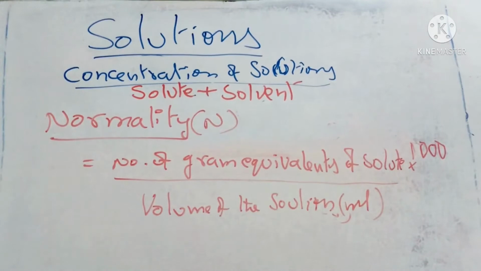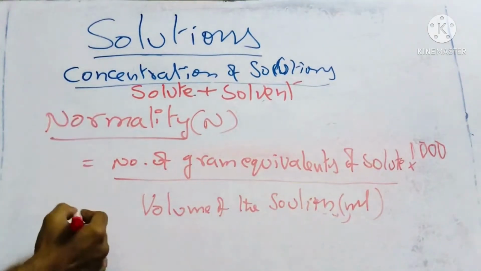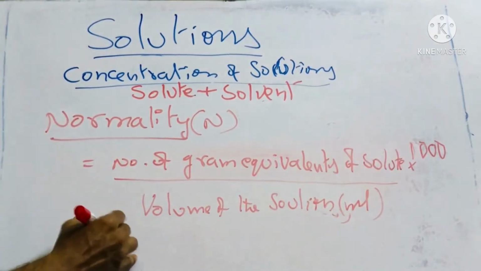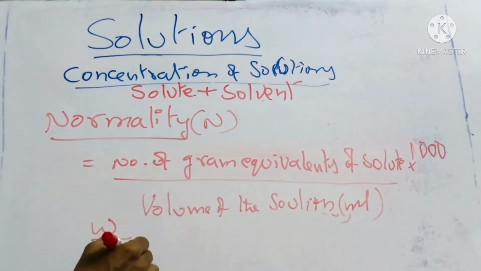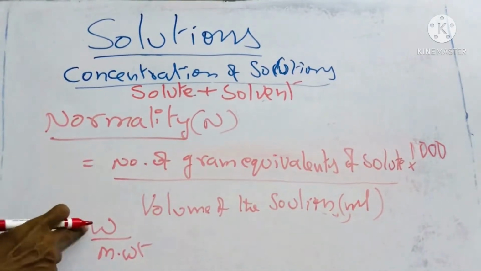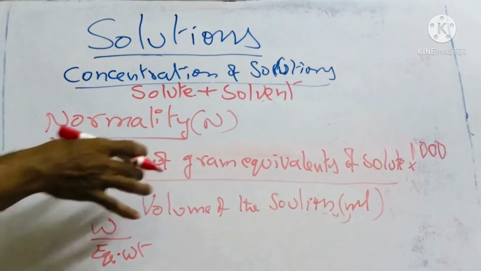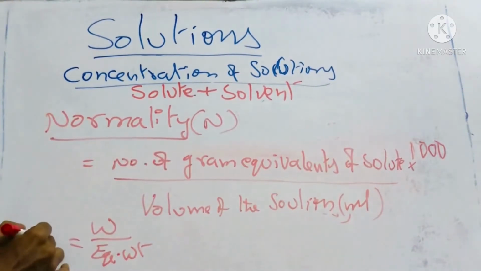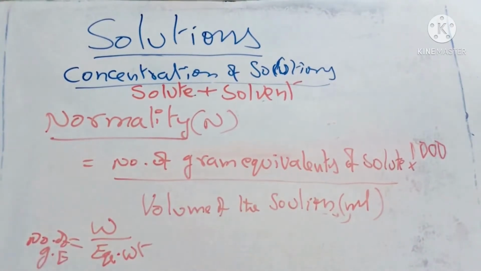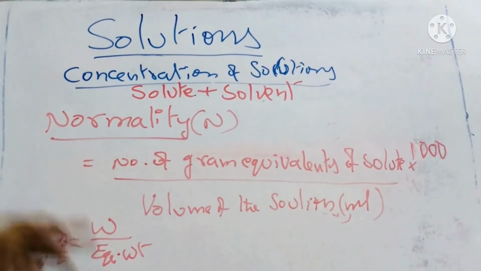So what should we do? Number of gram equivalents means, like number of moles we told previously was weight by molecular weight. Now here you can take weight by equivalent weight, that is number of gram equivalents. Weight by equivalent weight of that particular solute gives you number of gram equivalents.